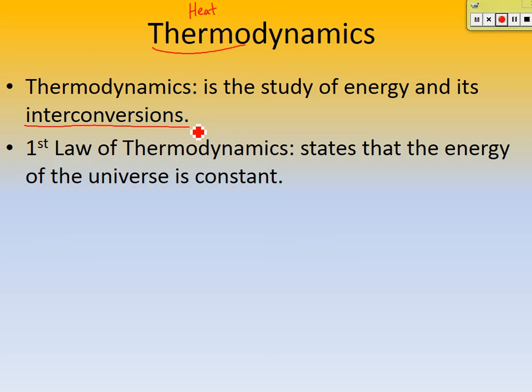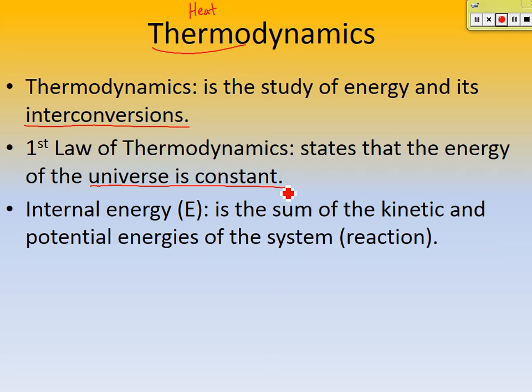Okay, there's a few laws in thermodynamics. The first law says that energy of the universe is constant. So the energy in the universe is constant, because we can't create it. It's not like all of a sudden tomorrow there's going to be more energy than there was before, right? And we can't destroy it. So the energy in the whole universe is constant. But that energy in the universe can change forms from one thing to another.